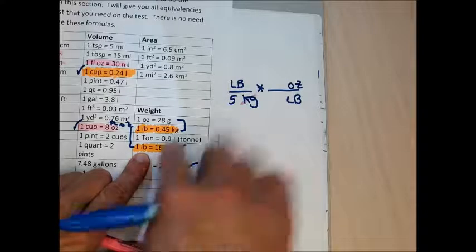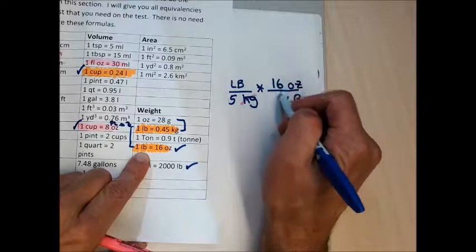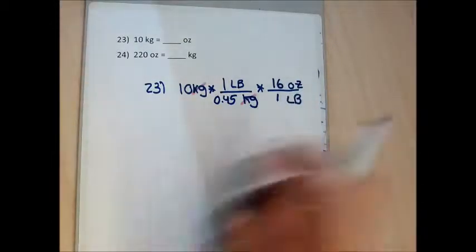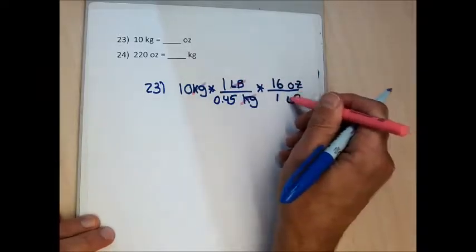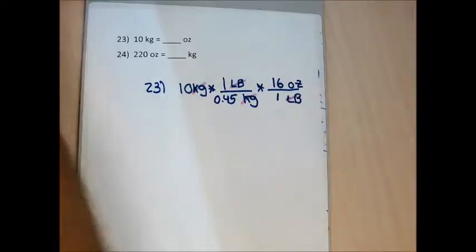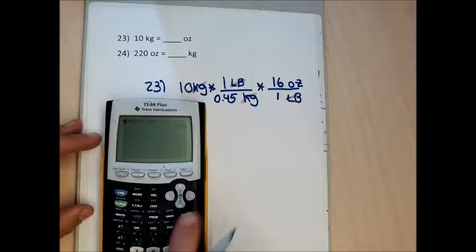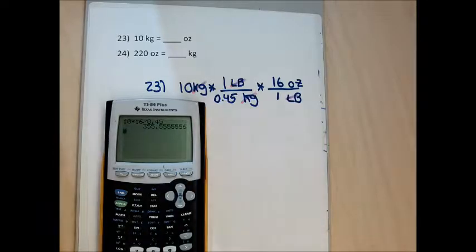I'm using this fact that 16 ounces is equal to 1 pound. Pounds are going to cancel. And now I'm going to do the multiplication first and the division last. I'm going to go 10 times 16 divided by 0.45. And I'm going to round to 2 decimals, but I certainly could have hit math, enter, and did a fraction.